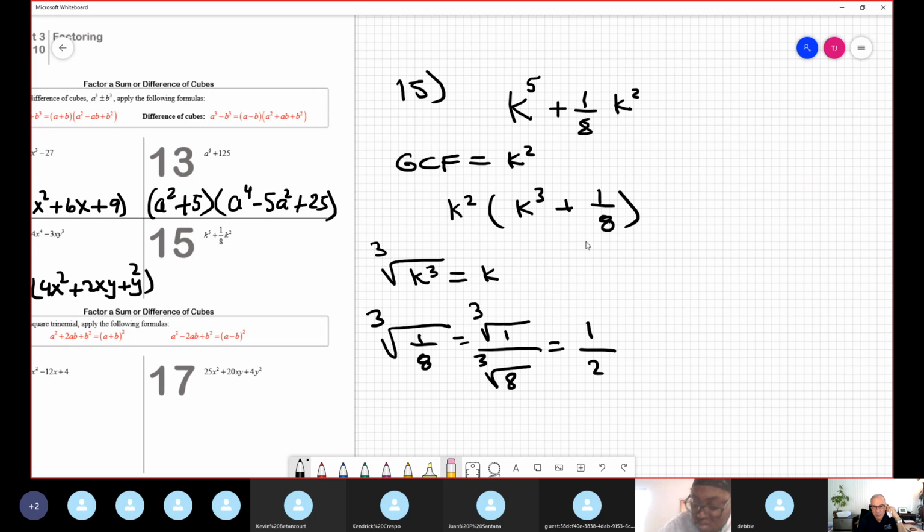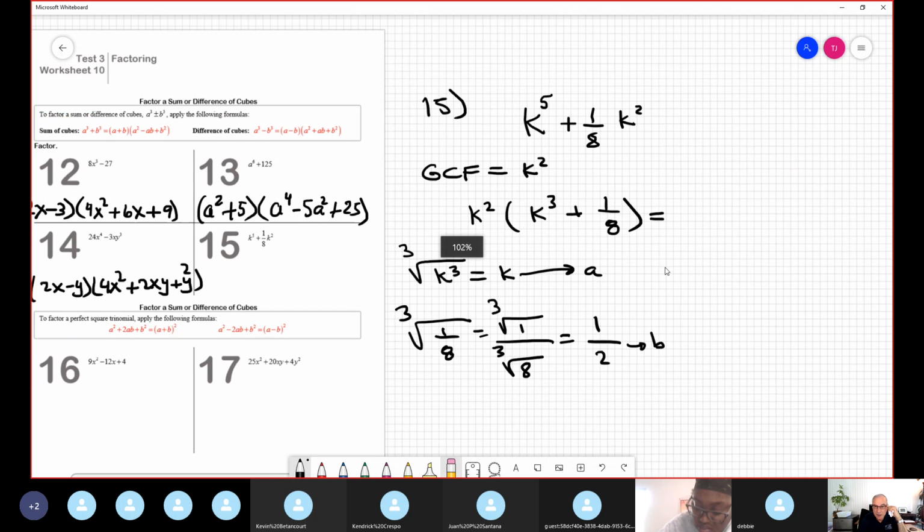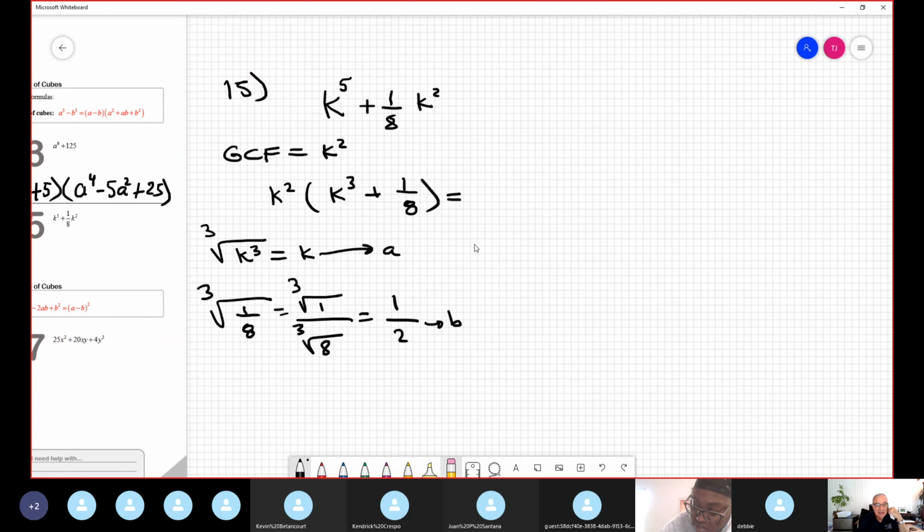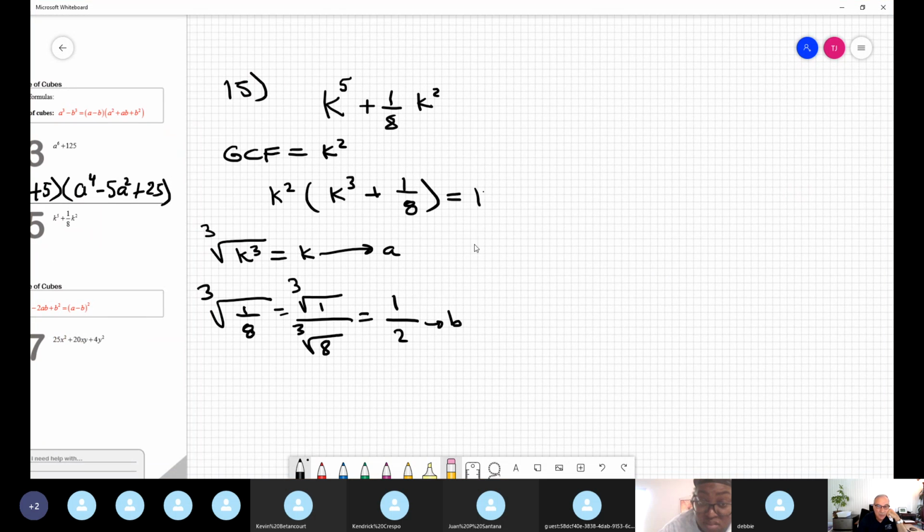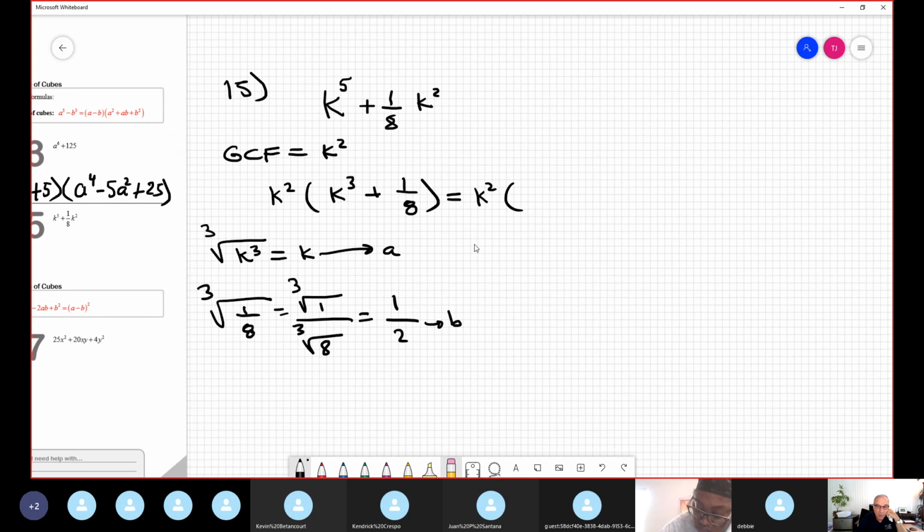And this is like my formula A, and this is my formula B. The factorization we continue after the GCF, open two parentheses. It's k squared, binomial, trinomial. Inside the binomial, I put k plus 1/2. Okay, it's A and B. Look at that.